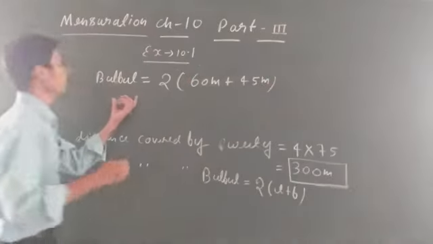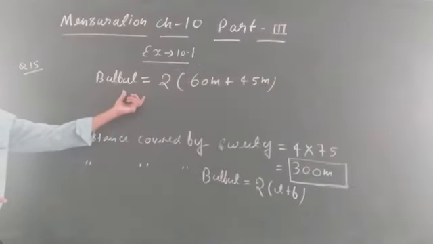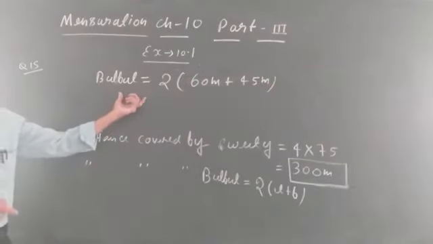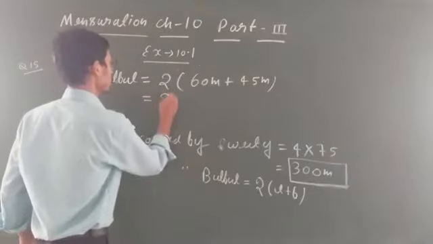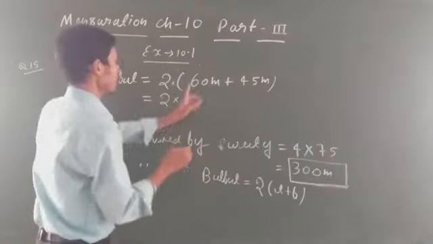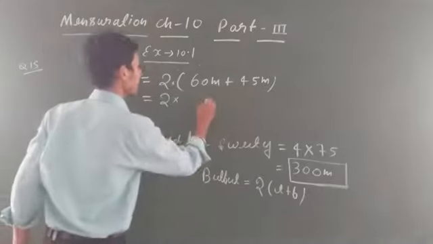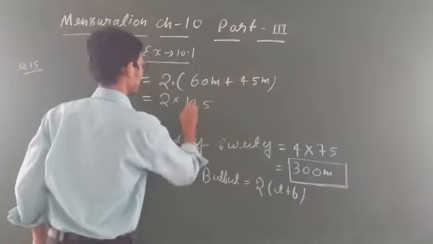Here I am writing Bulbul. It means the distance covered by Bulbul. You will write down 2, and nothing else is going to multiply. 60 plus 45, that means 5 plus 0 is 5, 6 plus 4 is 10. Clear, student?